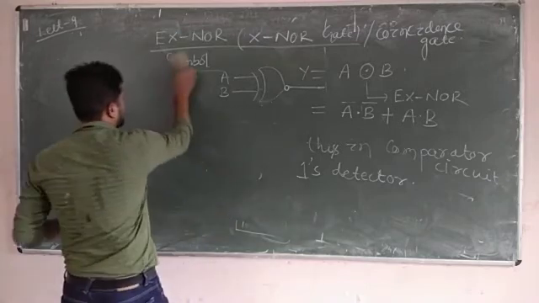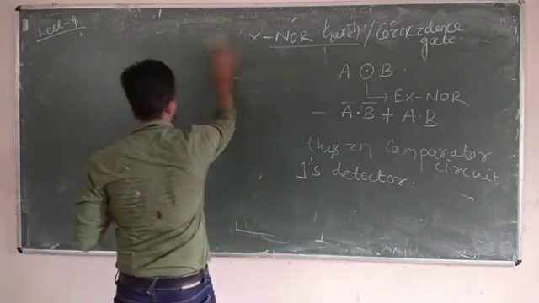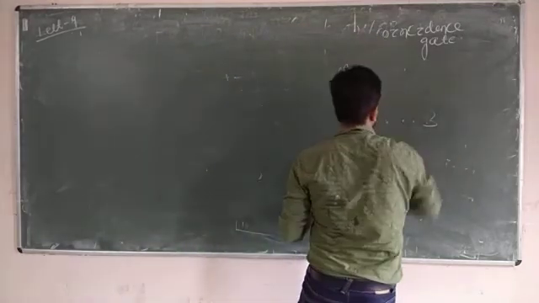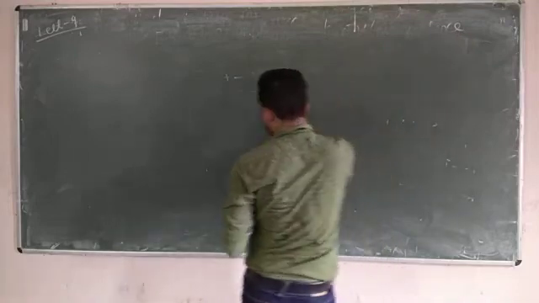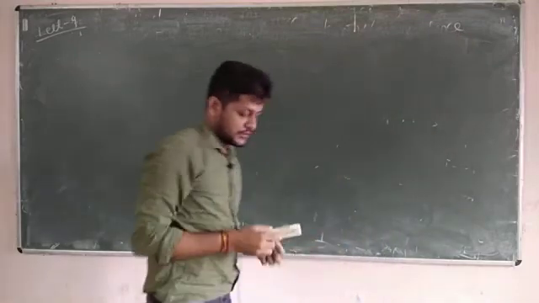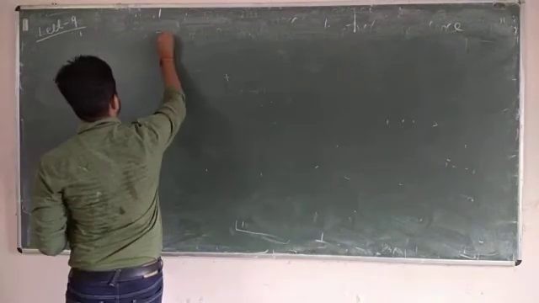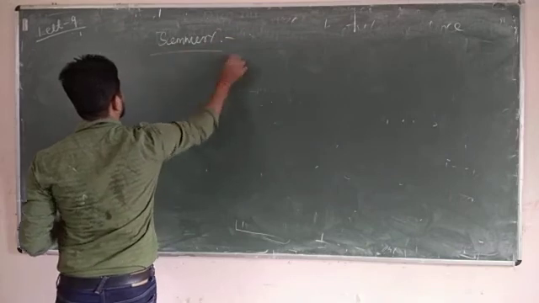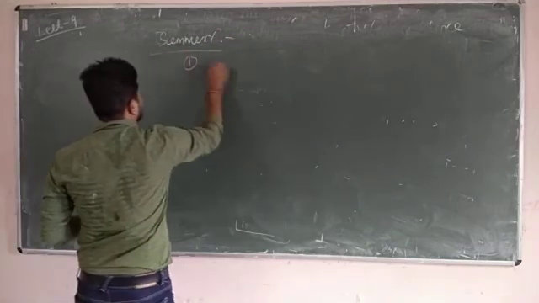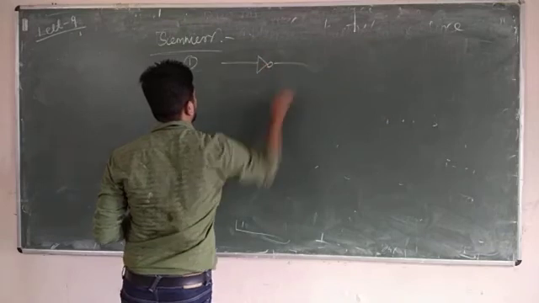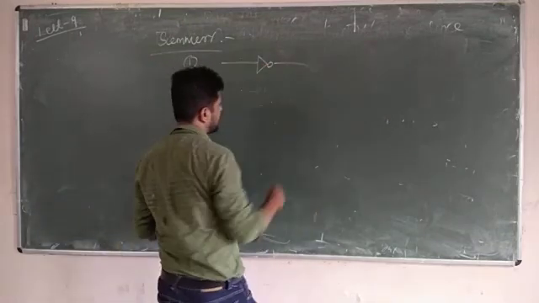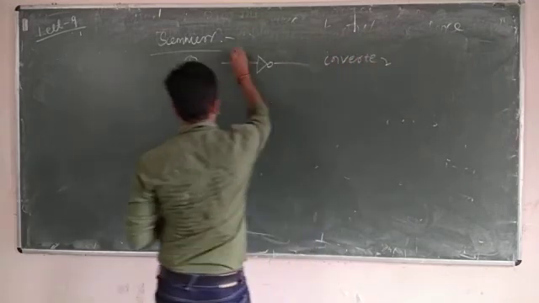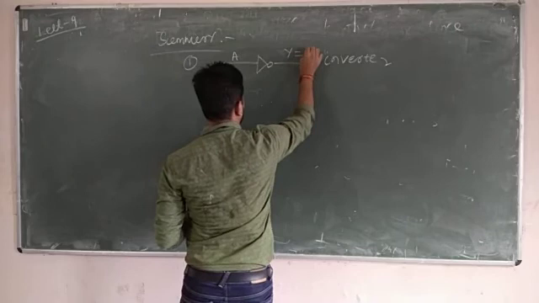So this is the end of the logic gates. Till now we have studied, just for your summarization, I am going to write it down. That's the logic gate summary. First, this is the symbol for your inverter circuit. So this is your inverter. Here you are applying input A and getting output Y equal to A bar.